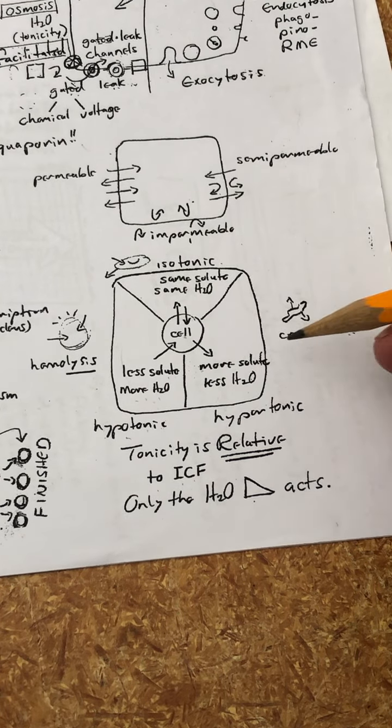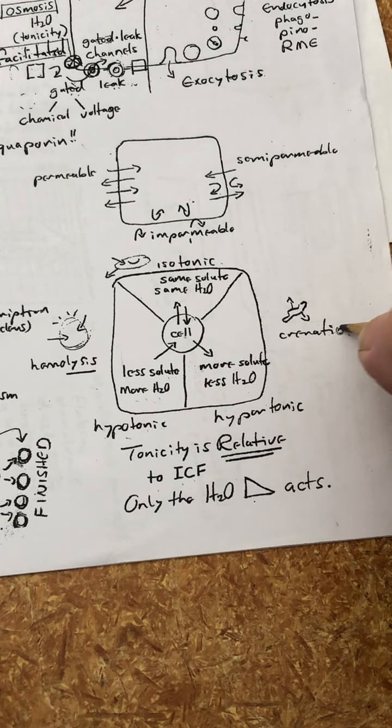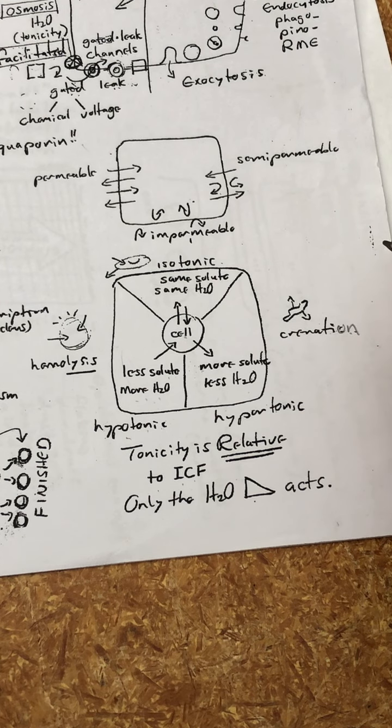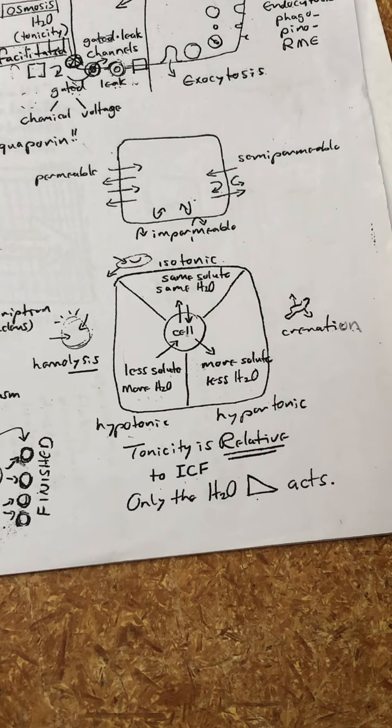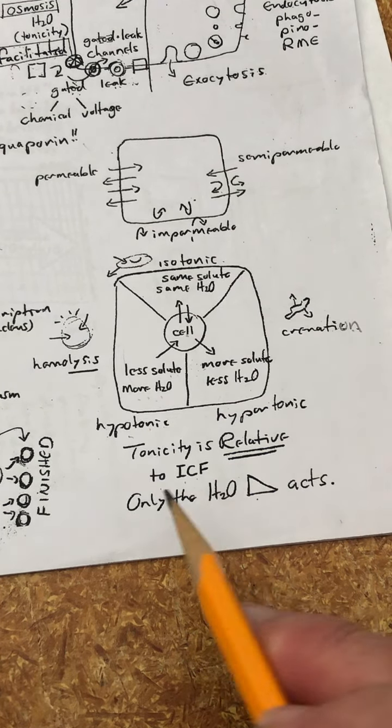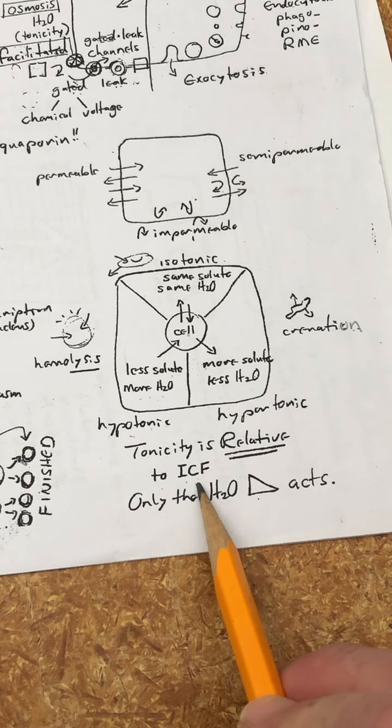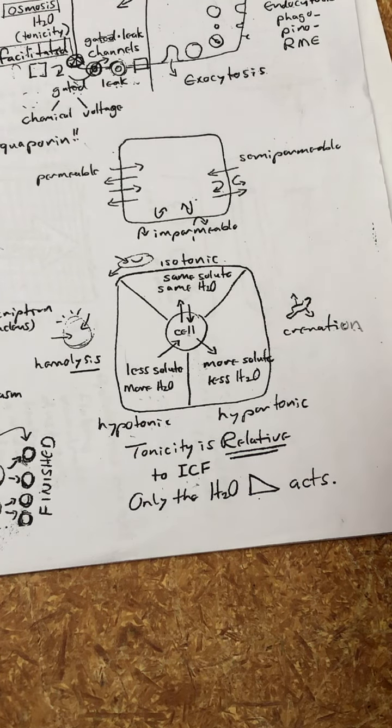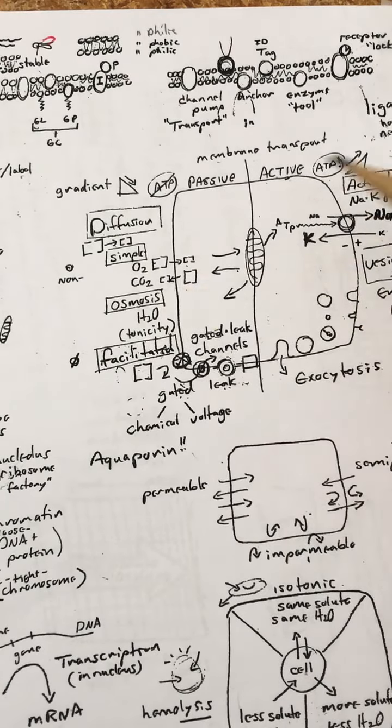As in the case of crenation, in which a red blood cell is in a hypertonic environment, it loses its water and it loses its beautiful biconcave shape. So again, reminder, tonicity is relative to the intracellular fluid, and the cell is the standard that everything's being compared to. And that was an example of osmosis.